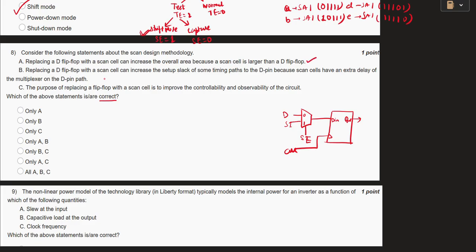Replacing a D flip-flop with a scan cell can increase the setup slack time of some timing path due to the D pin, because scan cells have extra delay of the multiplexer on the D pin path.